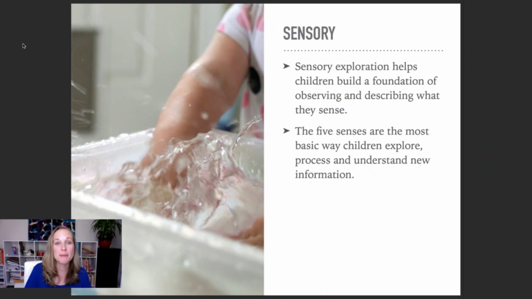Now, there's one more discipline I'm going to add in. If I had to make my own acronym, it would be STEAMS with an S on the end. Because in early childhood, sensory play is so super important. And so that's where I feel it is part of STEAM. Sensory exploration helps children build a foundation in observing and then describing what they sense. Whether they can touch something, they can see something, hear something, and when appropriate, taste something. It is these basic senses that are how our children explore and how they process and understand new information.